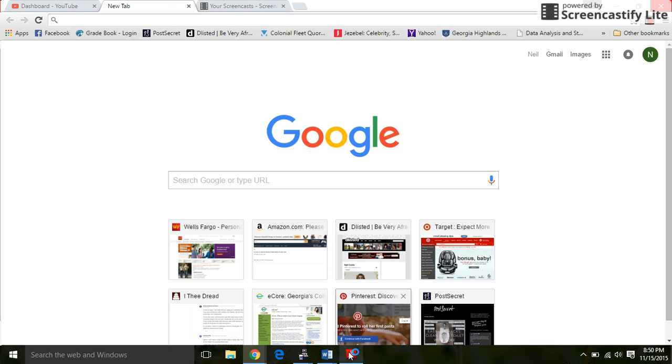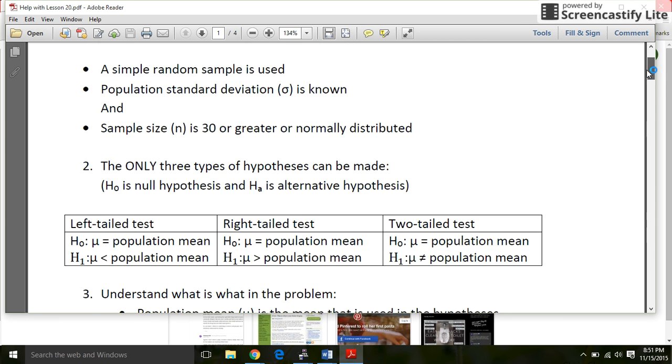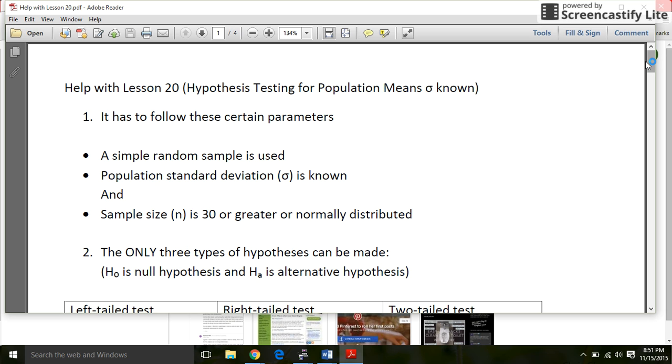Good evening. I'm going to go ahead and talk about lesson 20, and that's hypothesis testing for population means when your population standard deviation is known. So for this to be certain, you have to have certain parameters that you need to follow. You need a simple random sample, which means there is no bias in the way the sample was created. You have to have the population standard deviation, and it's known.